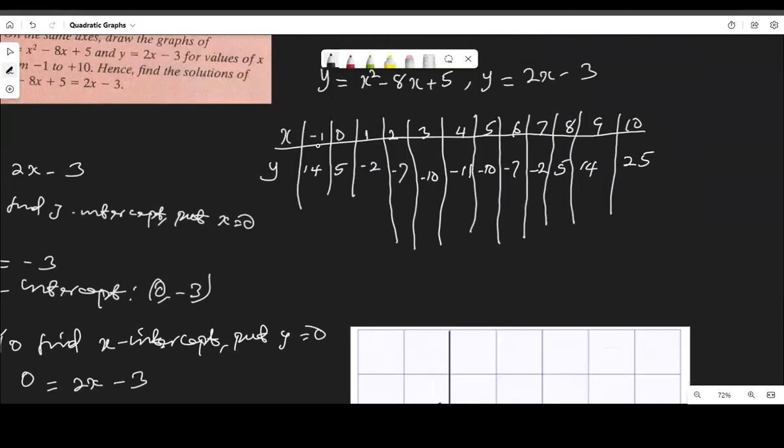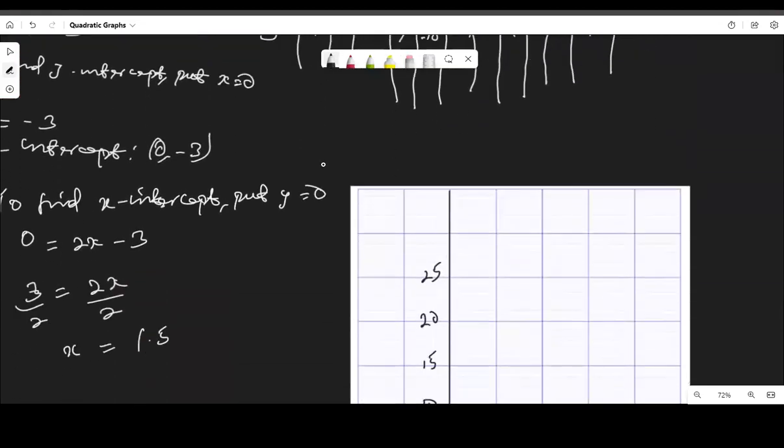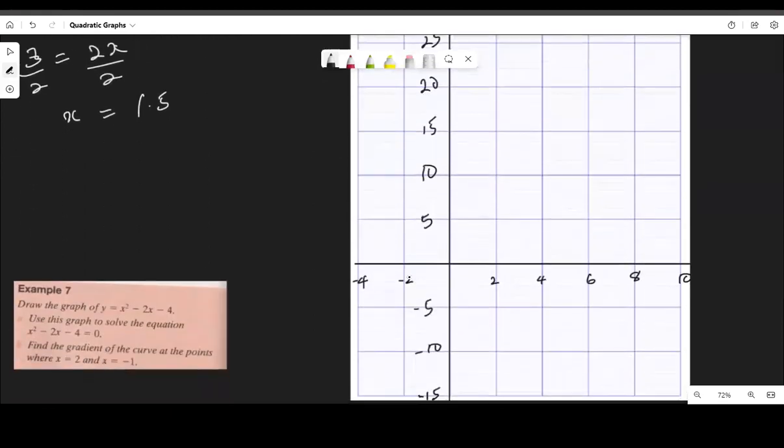When x is negative 1, y is 14. If here is 2, negative 1 should be in the middle. And what is y at that point? y is 14. Here is 15. 14 should be close to 15. 14 should be on this line here.